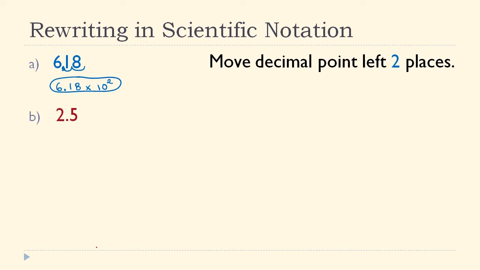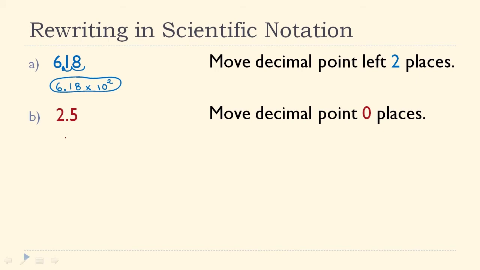In our next example, we have 2.5. Notice that our decimal is right after 2, which is our first significant digit. So in this example, I really don't need to do anything to this number. Therefore, we are not going to be moving our decimal point any spaces to the left or the right. Our final answer is going to be 2.5 times 10 to the power of 0, since we're not moving the decimal either to the left or to the right.